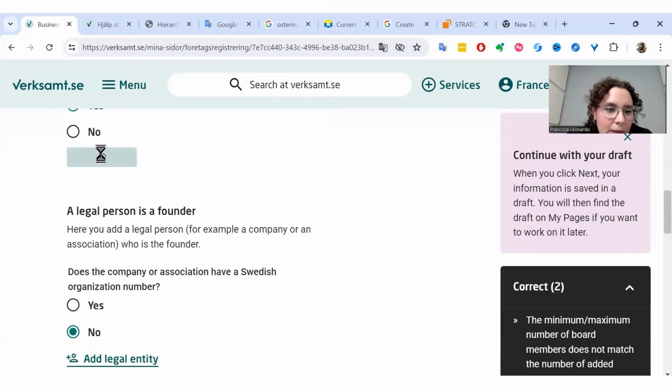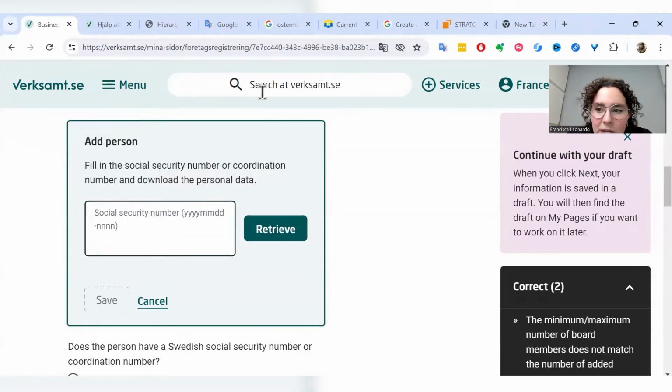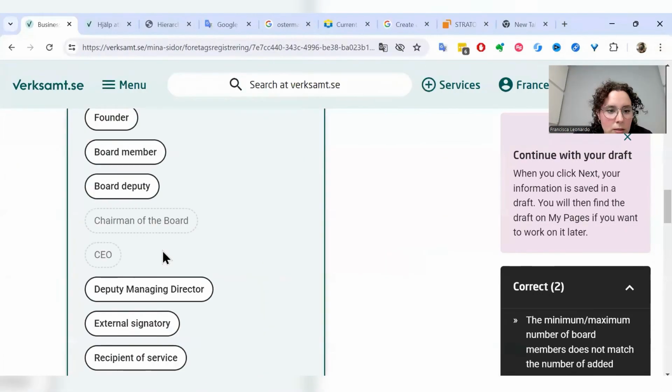So I have 1, then I add person, and so you add their person, you add their information here. Again, this is important, so you do that.